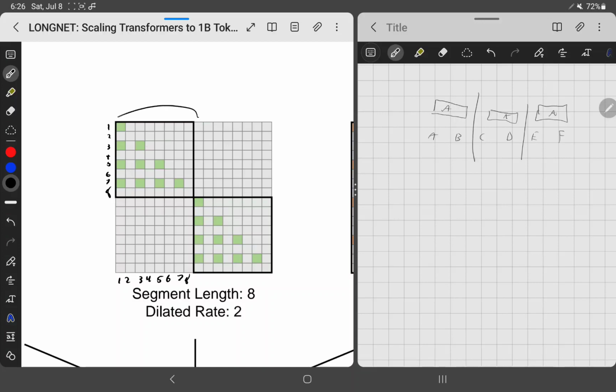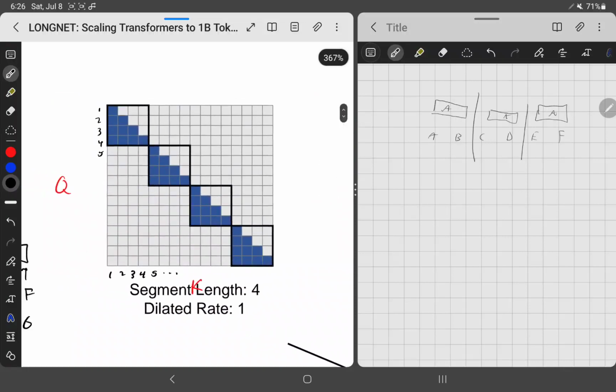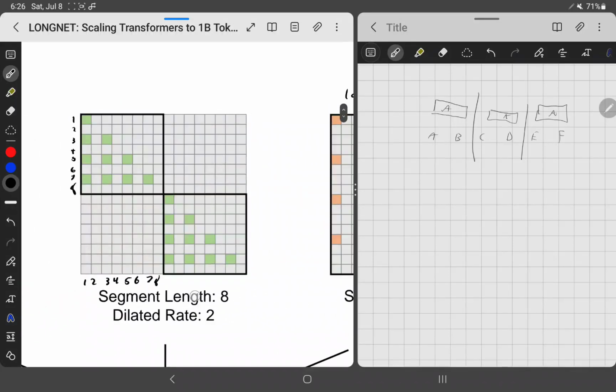Notice how this also has a local capacity. We have a local size, which they call segment length, of 8. So you have a dilation rate of 1 with a smaller segment length, a smaller window size, but then you increase the dilation rate, you double the dilation rate, and you also double the segment length.